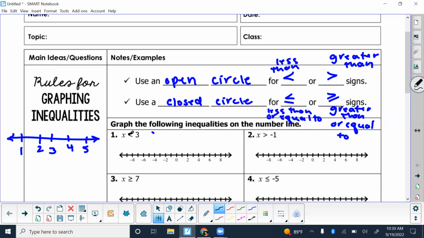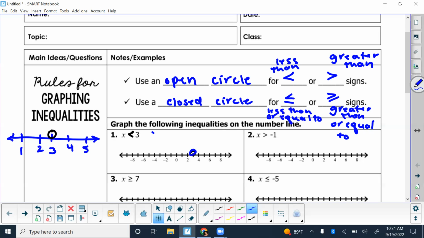Would this symbol, the less than, get an open or a closed circle? Open. And you can look on the vocabulary that we did. That one gets an open circle. So find where 3 is on the number line and put an open circle. I'm doing it on both places so you can see both. And then I want to draw an arrow where all the x's are less than 3.